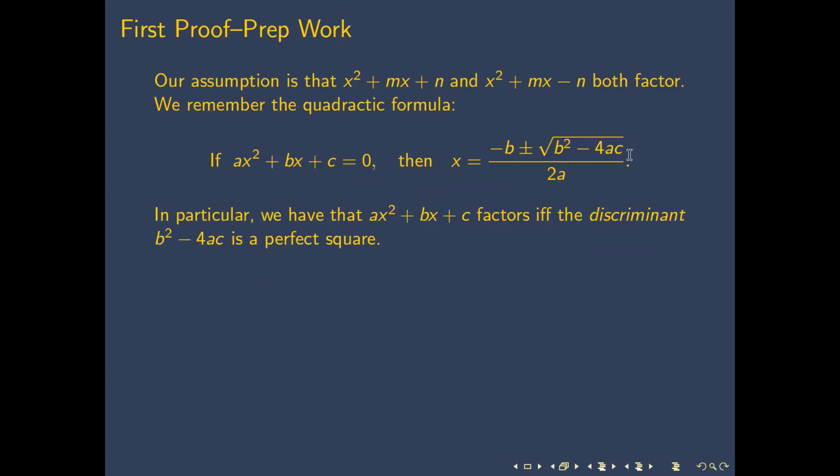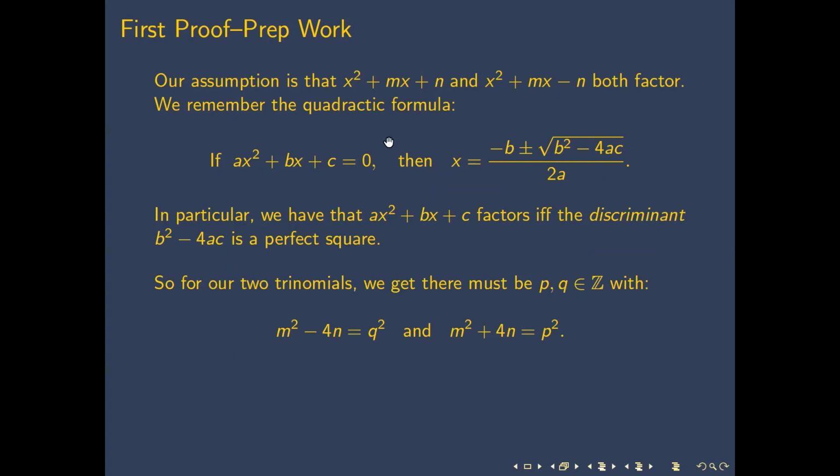So doing that for both of our guys, the first one, b squared minus 4ac, is m squared minus 4n. I need that to be a square. And the second one, I'll have m squared plus 4n needs to be a square. And if we just add and subtract these equations to write it a little differently, I've got p squared plus q squared is 2m squared, and p squared minus q squared is 8n.